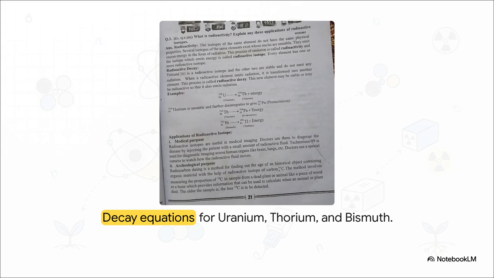Let's look at the actual math behind this magic. Take a look at how uranium-238 decays. It emits energy and boom, it transforms into thorium-234. But the chain reaction doesn't stop there. Thorium-234 is also unstable, so it further disintegrates into protactinium-231, releasing even more energy along the way. We see the exact same thing with bismuth-210 decaying into thallium-206. It's just this incredible, cascading chain reaction of elemental transformation.